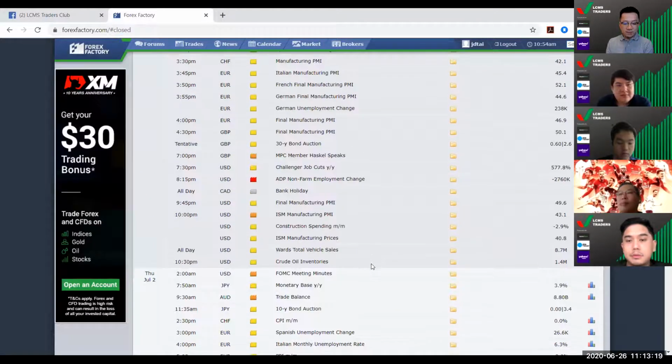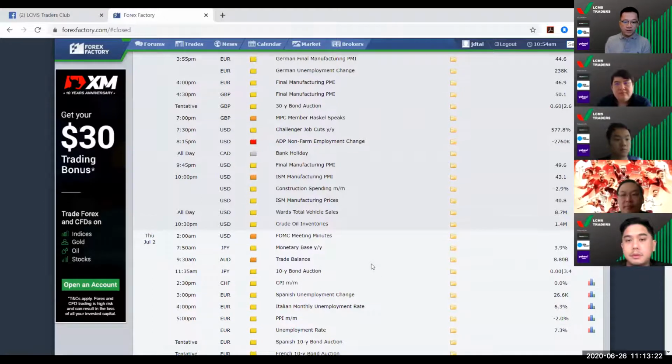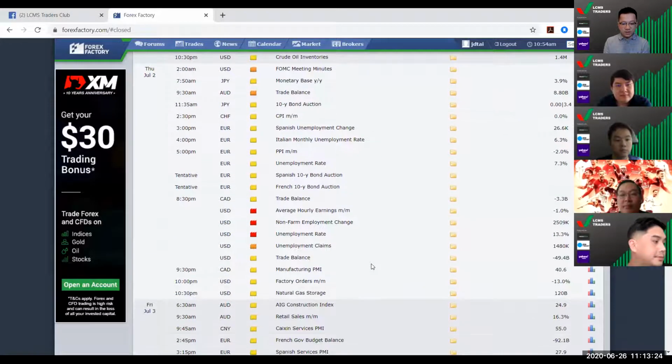And then we have the employment numbers coming from the US on Wednesday, and then on Thursday we have more employment numbers from the US. So again, bear in mind, next week's first week of the month for July, non-farm payroll is not going to be on Friday. I think it's because it's too close to the 4th of July, Independence Day in the US. So non-farm payroll is on Thursday at 8:30 p.m.